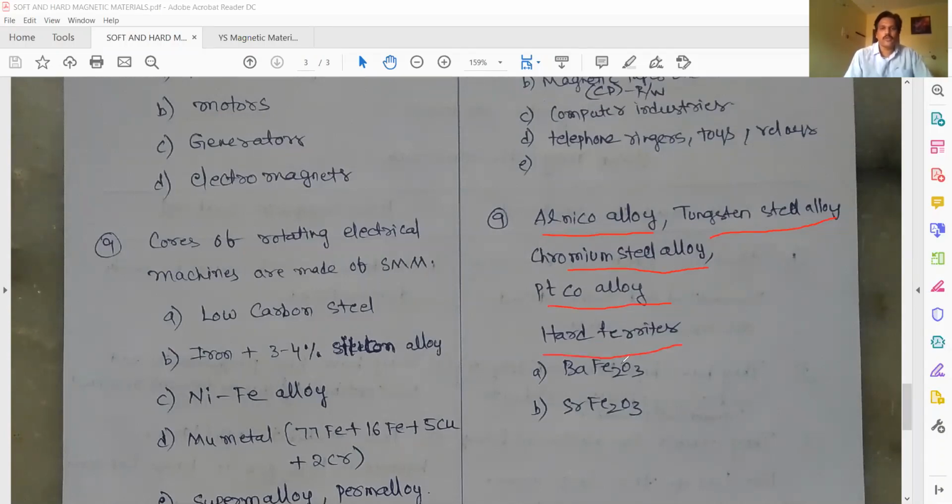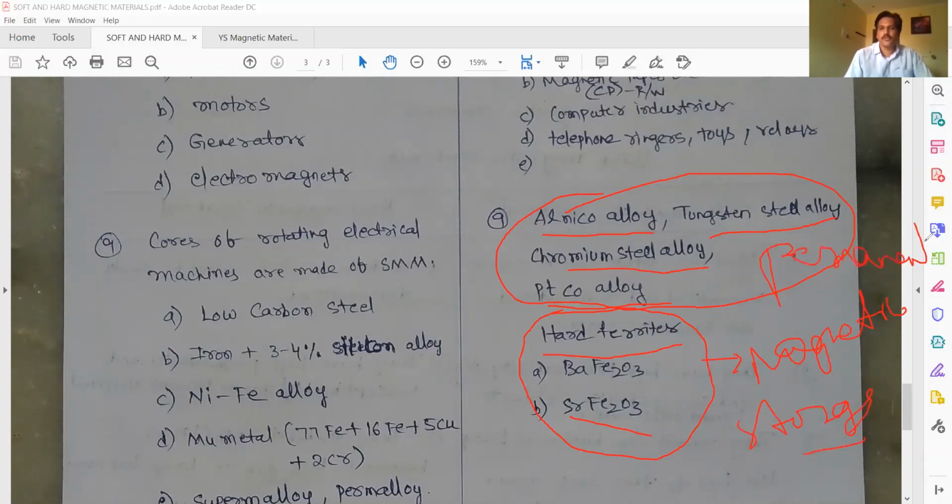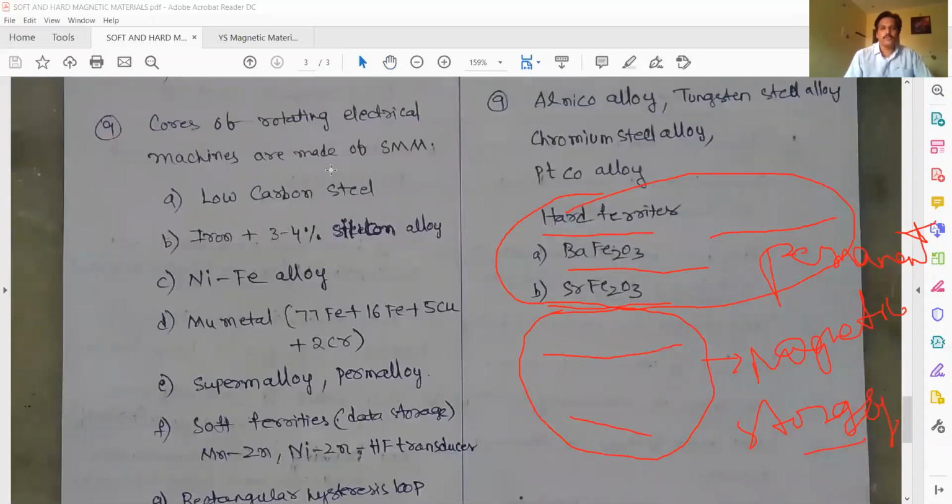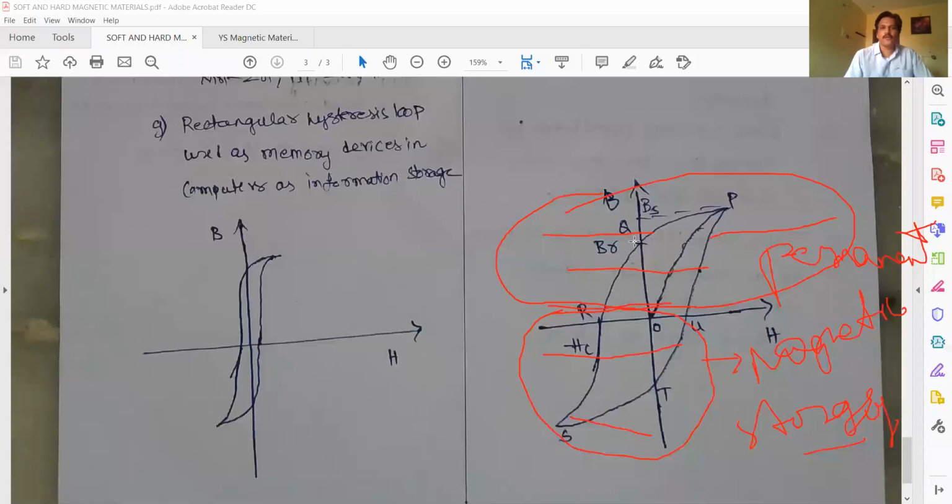Hard ferrites also, barium ferrite and strontium ferrite. This also comes under magnetic storage devices. This is useful for the preparation of permanent magnets, and this is useful for magnetic storage devices. A hard disk, all this is made of. These are useful for permanent magnets. These are useful for magnetic storage. And this is the area of the loop. So these two diagrams show the low hysteresis loop and the high hysteresis loop.